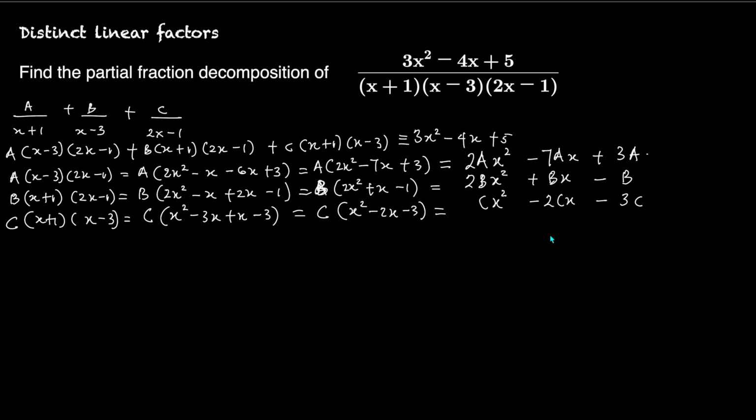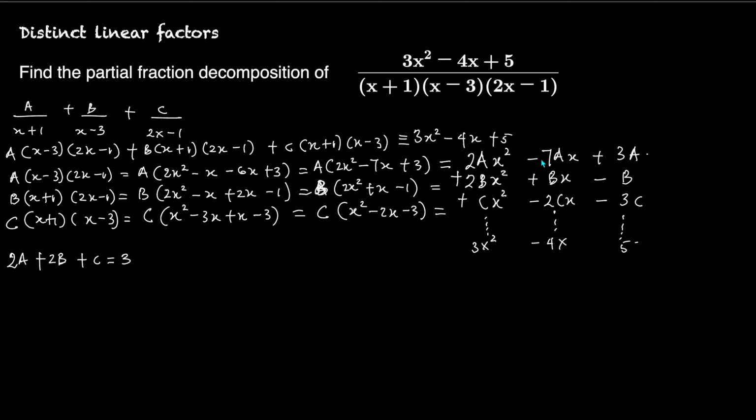So we are matching everything we've written here with 3x squared minus 4x plus 5. So let me just put that here. This goes to 3x squared, and all of this goes to negative 4x, and all of this goes to 5 by comparison. So I'm going to pick that one by one. We're going to have 2a, 2b, and c for x squared, all joined by addition. So we have 2a plus 2b plus c equals 3.